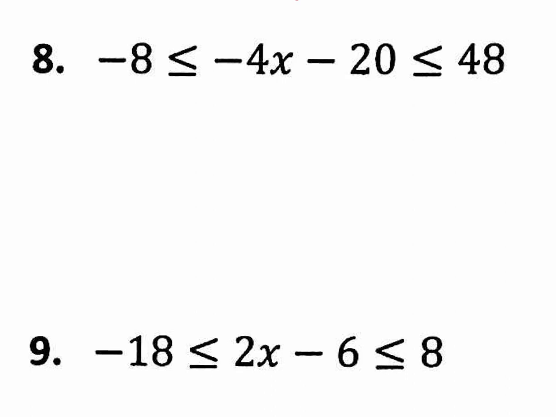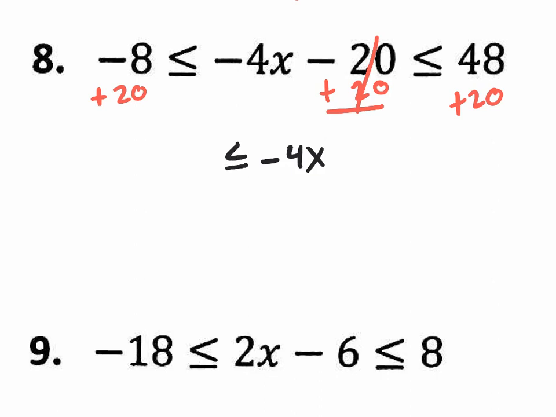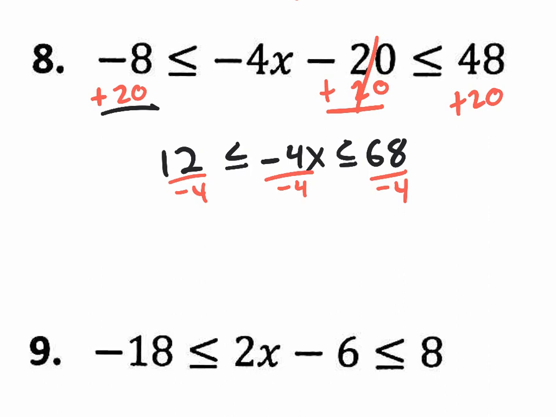So I need to get rid of the minus 20 by going plus 20. And what you do to the middle, you do to both outside sides. So go plus 20 over here and plus 20 over here. So our new compound inequality is a negative 4x right in the middle, the same inequalities. But over here on the left, negative 8 plus 20, that's 12. And on the right, I have 48 plus 20, that is 68. Final step, well, almost final step, is to divide by negative 4, divide by negative 4, divide by negative 4.